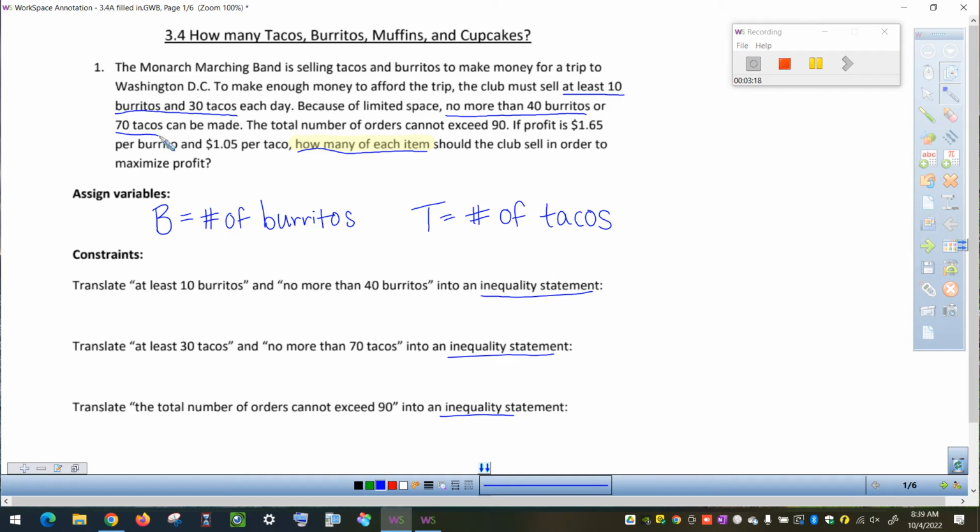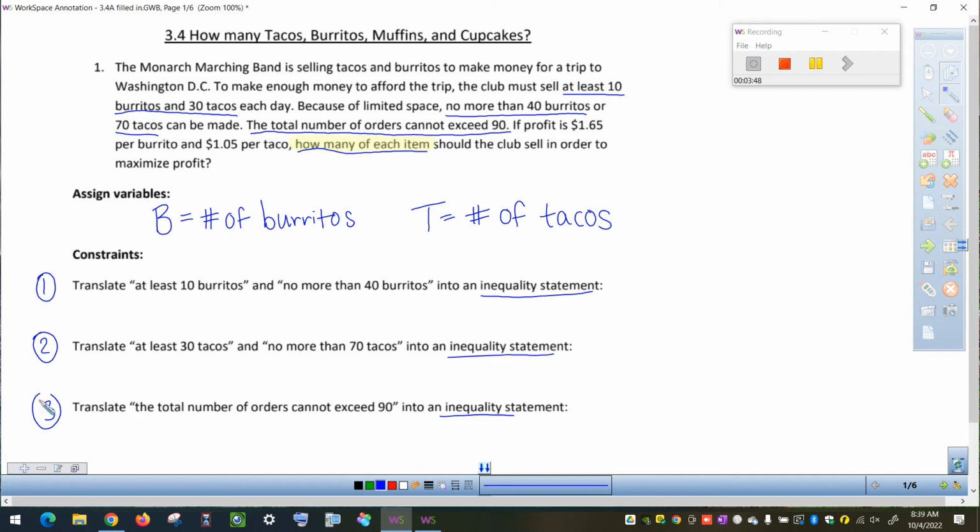All right, so we have three constraints here that we're going to list out. Sorry, the other one that I forgot to grab up here in the problem was this one down here. The total number of orders cannot exceed 90. It has to be less than or equal to 90. So you'll notice that these three constraint statements have been listed out for us here below. And what we're going to do with each one is translate the information into algebra. We're going to translate it into an inequality statement.